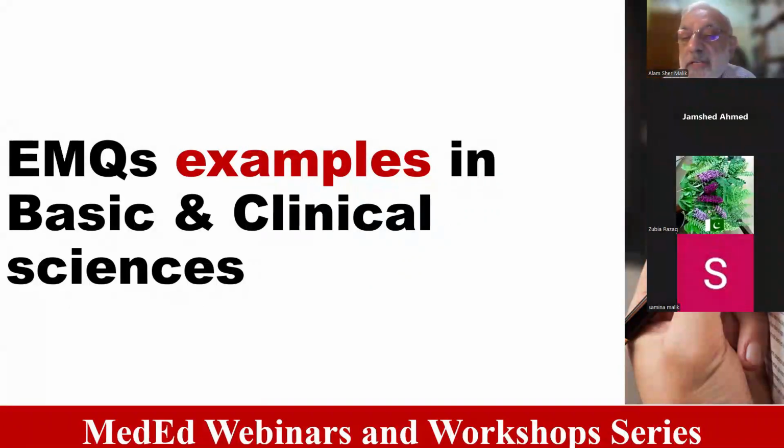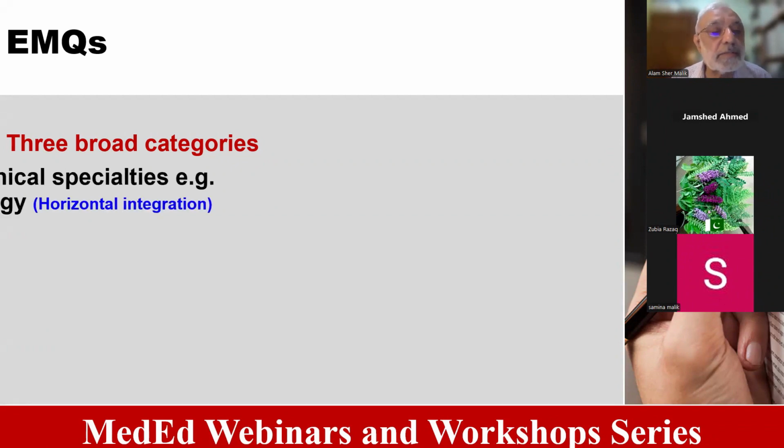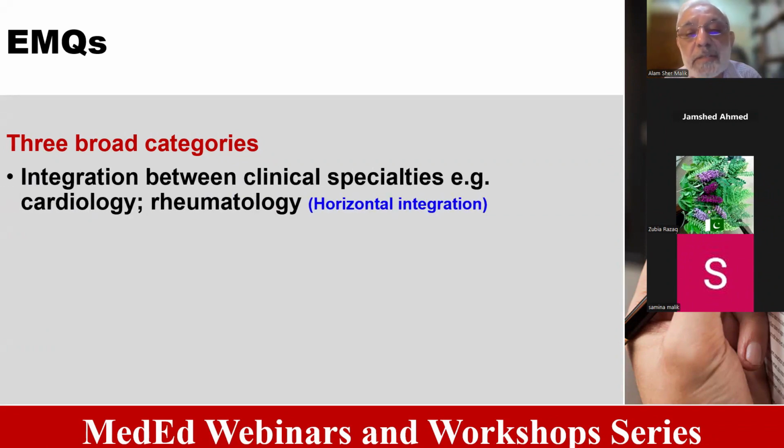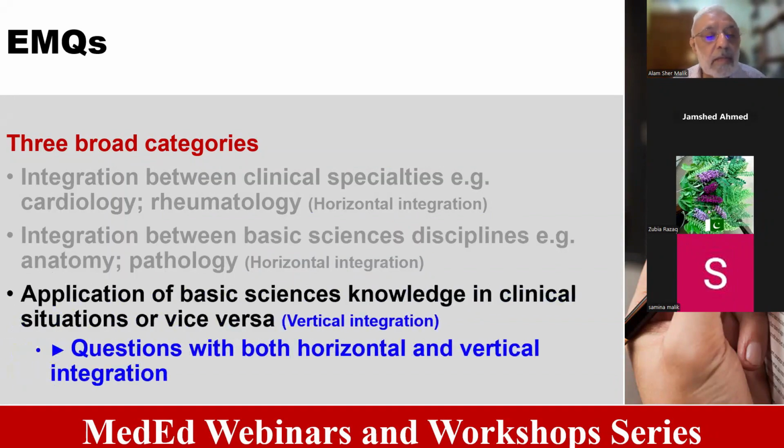I think these examples will really help to understand the concept of integrated questions, both in basic and clinical sciences. Okay, let's look at the three broad categories. One, integration between clinical specialties, let's say cardiology and rheumatology, which would be horizontal integration in clinical areas. Similarly, there may be horizontal integration in basic sciences, let's say anatomy and pathology. But what we are aiming at is vertical integration, application of basic sciences knowledge in clinical situations and vice versa. So questions with both horizontal and vertical integration would be the best option if we can have.